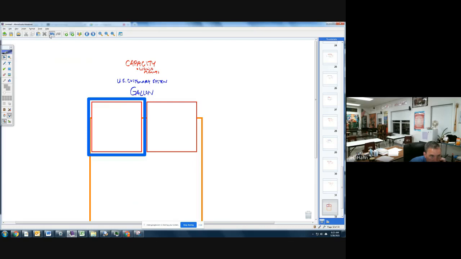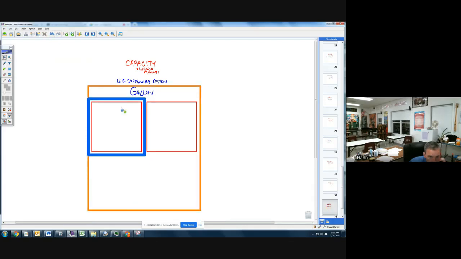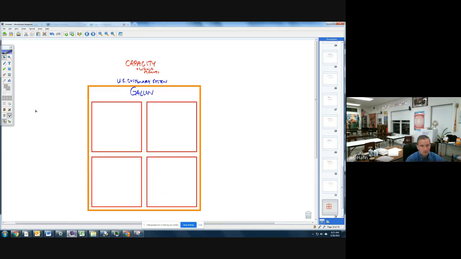I do want to do this though. 4 of these shapes, just as close as you can. Okay. So each one of those, children, each one of those is a quart. So you can write quart in each one of those, and that's an easy way to remember. There are 4 quarts in a gallon.